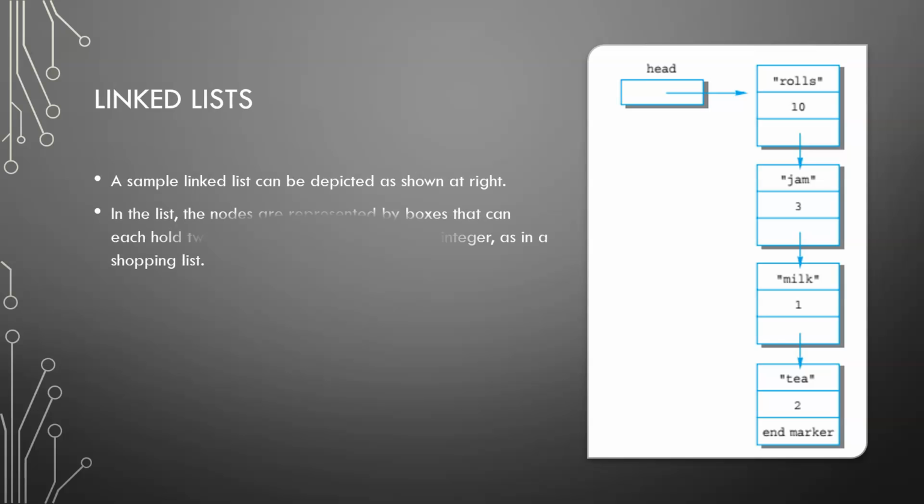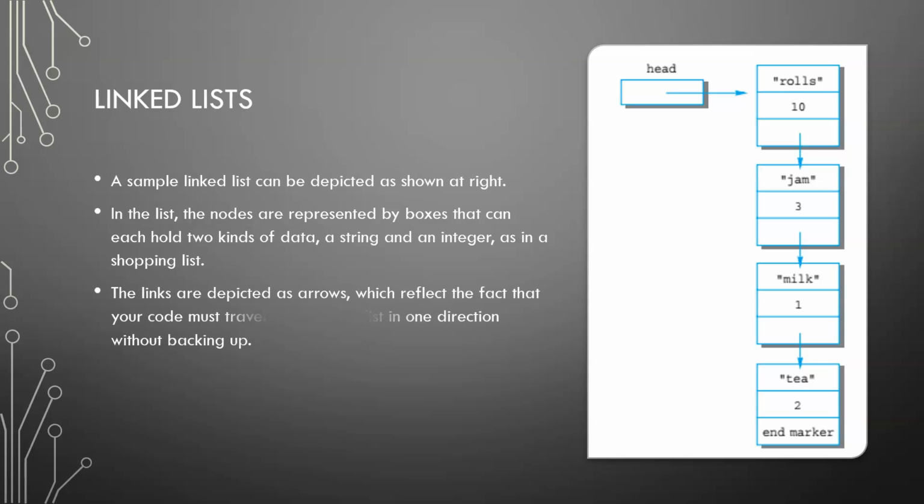In our list here, you'll notice that the nodes are represented by boxes that can each hold two types of data. We can hold a string and an integer, such as a shopping list in this case. The links are depicted as arrows, which reflect the fact that your code must traverse the linked list in one direction without backing up. Once it starts going down that list, it can't go back.